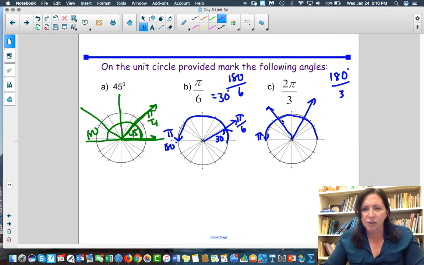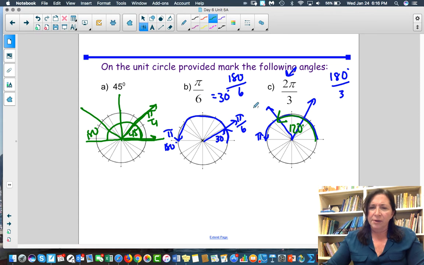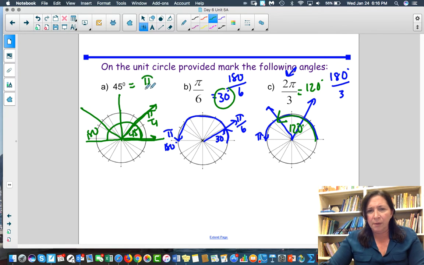So we're going over 2 pi over 3. 3 goes into 180 60 times, but don't forget you have to multiply by 2. So really that is 60 times 2, which is 120 degrees. So there's 120 degrees. So this is equivalent to 120 degrees. That was equivalent to 30 degrees, and this is actually equivalent to pi over 4.